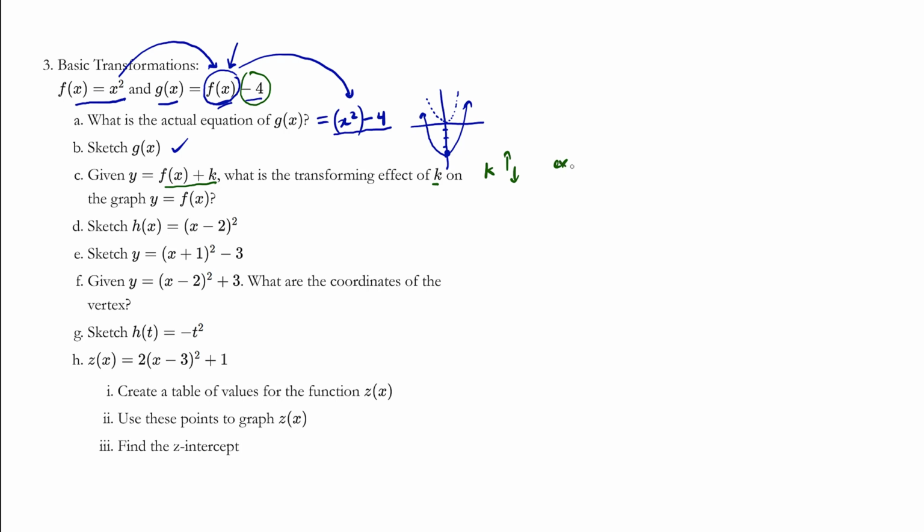So for example, if k is equal to 3, so if you say y is equal to x squared plus 3, it means 3 up. And if k is equal to negative 1, y is equal to x squared minus 1, this is our k value, it means 1 unit down.